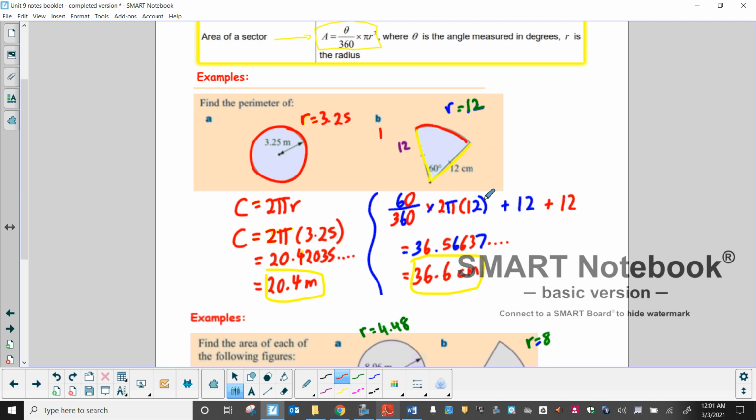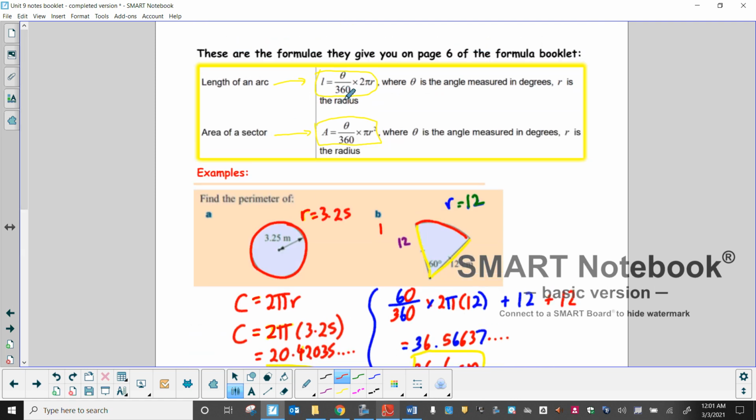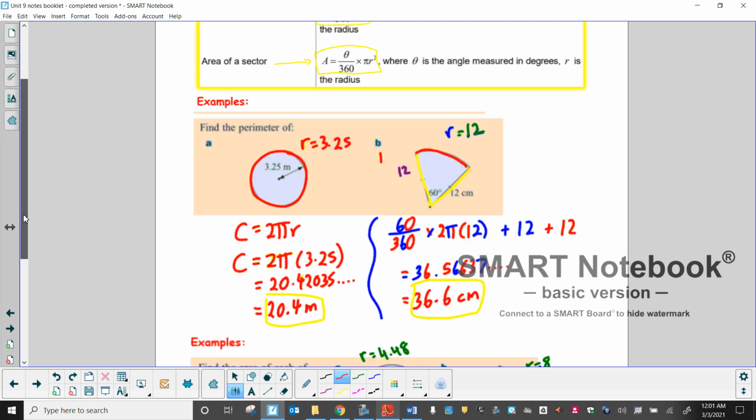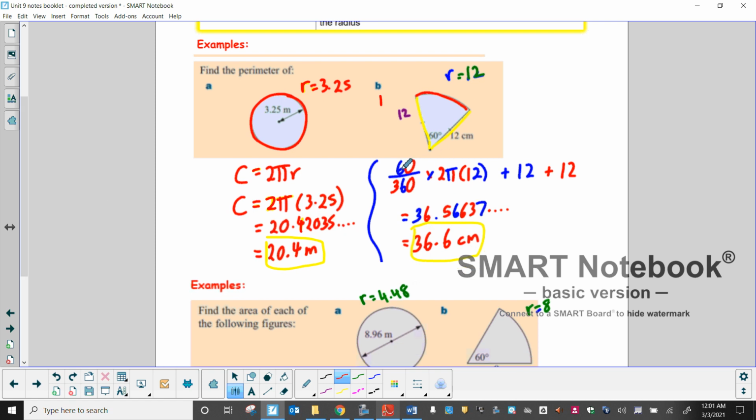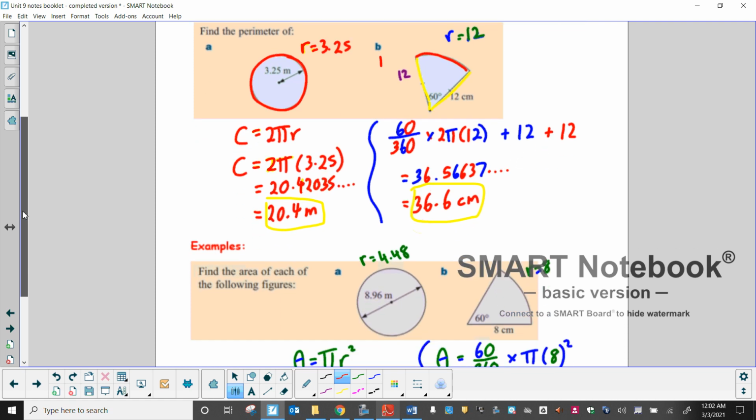And here I'm calculating the arc length using the formula up here, theta over 360 times 2 pi r. Our radius is 12, and theta is 60, so 60 over 360 times 2 pi r, plus the two radiuses, 12 plus 12, gives me 36 point blah blah, unrounded. Then to 3 sig figs, that'll be 36.6 centimeters. Notice there's no square on the units because we're just talking about perimeter, which is a length, not an area.